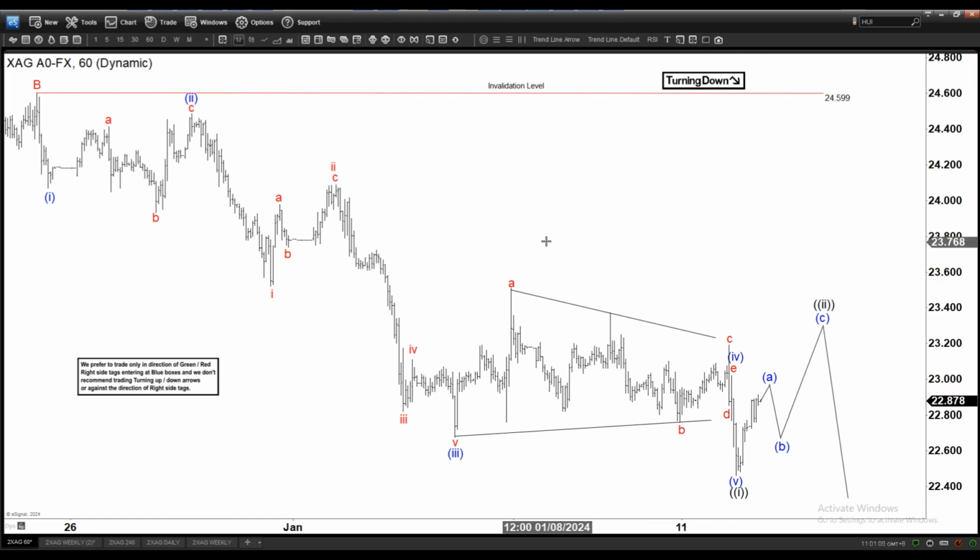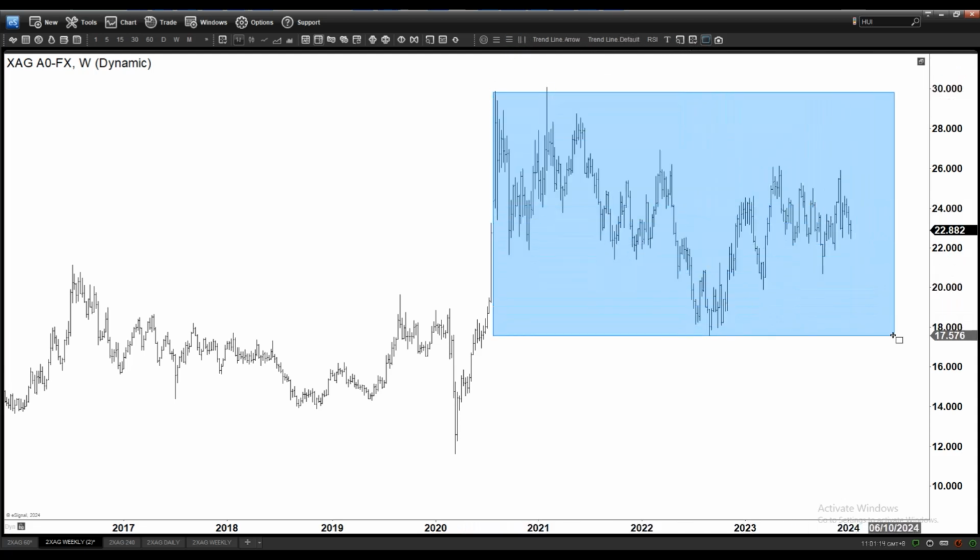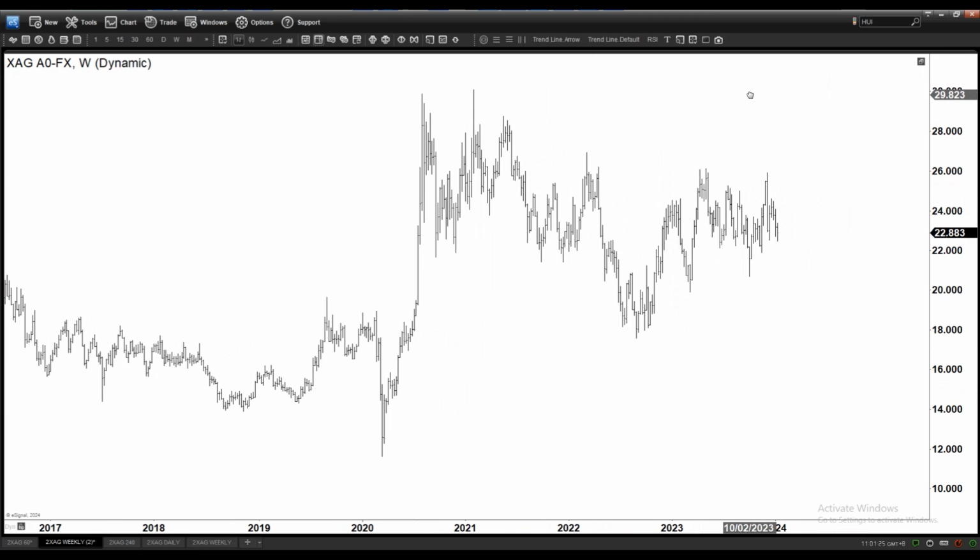So if I zoom out on the weekly time frame, I'm going to explain a couple of possible options here. This is the weekly time frame. As you can see, we've been sideways since 2020. Unfortunately, it's been 4 years. We're going nowhere here with silver, right? It's killing people trading in precious metals since it's like dead money. Nothing happens. All right, so a couple of things first.